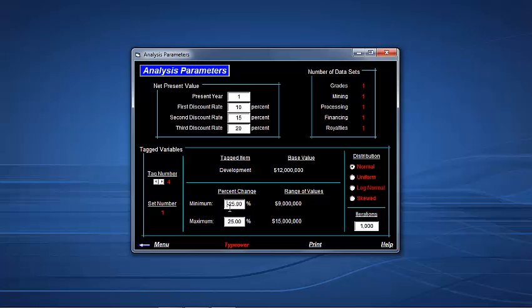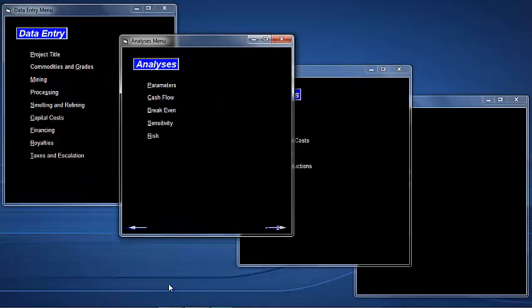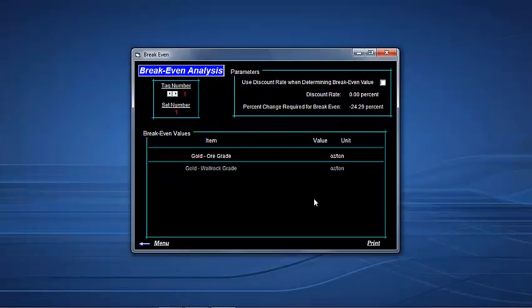And for our development cost, we'll say that it may be as low as $9 million, but shouldn't go any higher than 12.6 million. We'll skew that distribution as well. When we do a Monte Carlo risk assessment, we'll go ahead and have it do 5,000 iterations. Let's look at a couple things here. Let's do some break-even analyses.